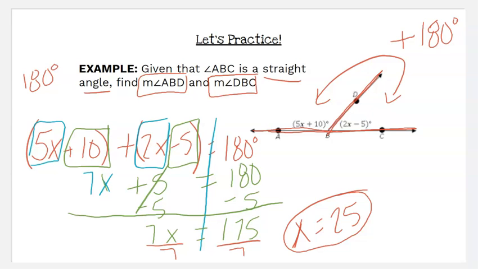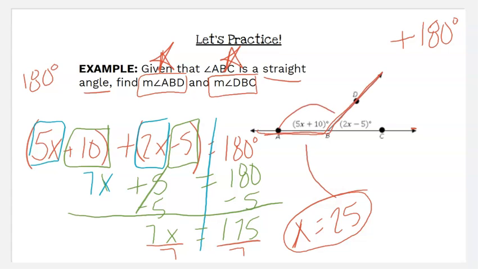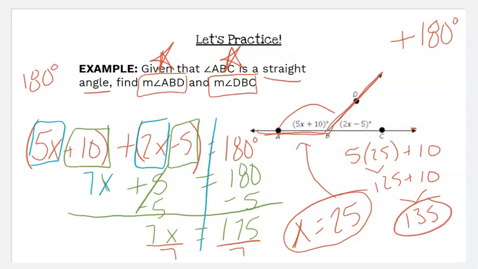Now, we weren't just told to find x, we were told to find the measure of angle ABD and the measure of angle DBC. So to do that, we need to plug that value of x back into our expressions because the measure of angle ABD is the measure of this piece right here. So we need to plug x into 5x plus 10. 5 times 25 plus 10. 5 times 25 is 125 plus 10 is 135. So we know that the measure of angle ABD is equal to 135 degrees.